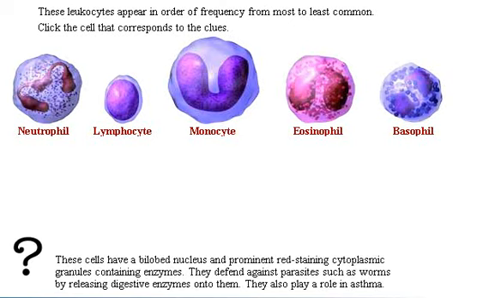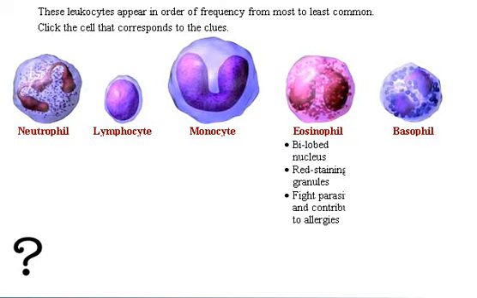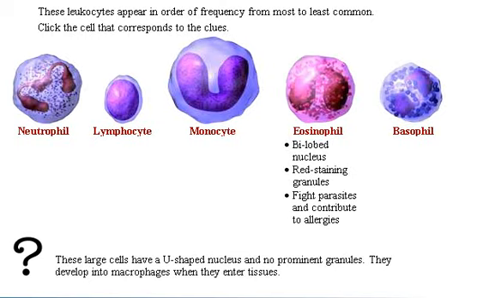These cells have a bilobed nucleus and prominent red-staining cytoplasmic granules containing enzymes. They defend against parasites such as worms by releasing digestive enzymes onto them. They also play a role in allergic diseases such as asthma. These large cells have a U-shaped nucleus and no prominent granules. They develop into macrophages when they enter tissues.